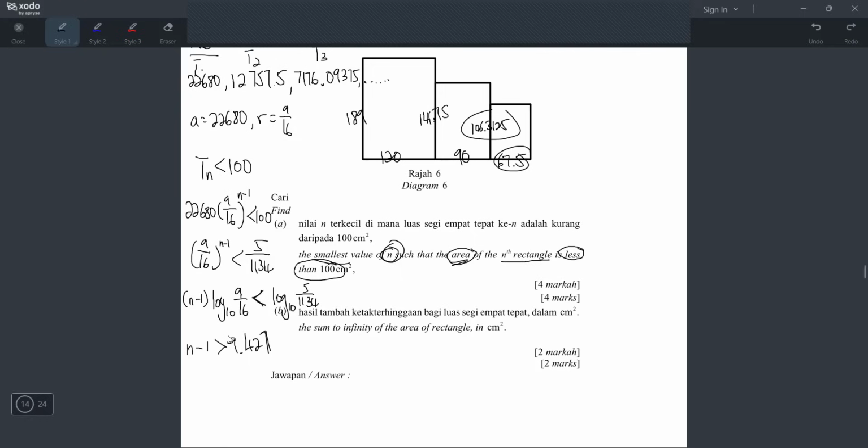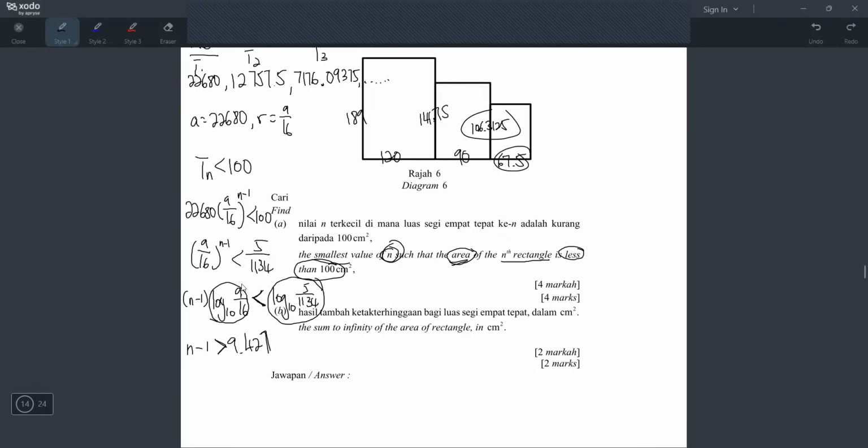The reason why the smaller sign here has to change to bigger is because this answer, the log 9/16, will give you a negative answer. How can I know it is a negative answer? When you press this, it is also a negative answer actually. When you press this only, you will get a negative answer. This one also gives a negative answer.